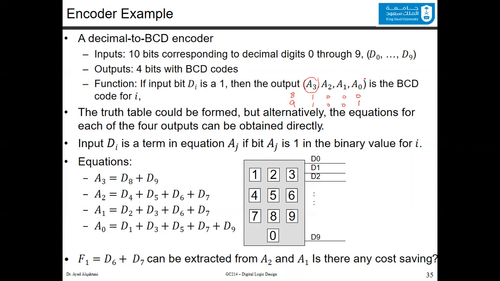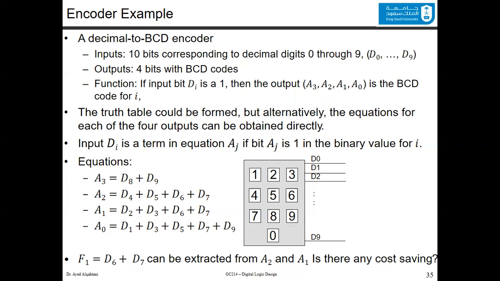For the least significant bit, for example A0, you will see it only in the odd binary codes, D1, 3, 5, 7, and 9. You can also generate it for A1 and A2 in a similar way.